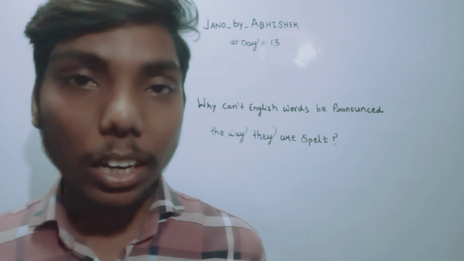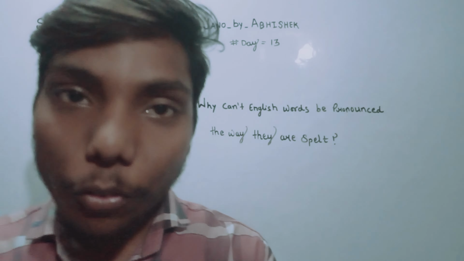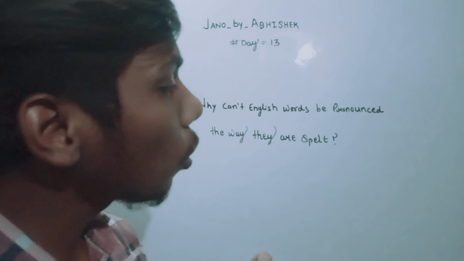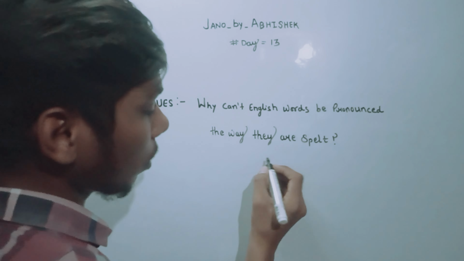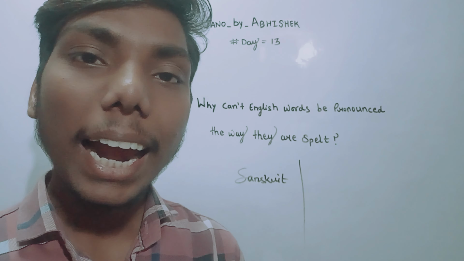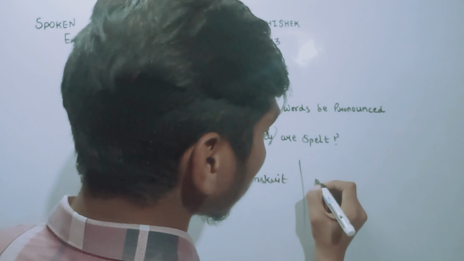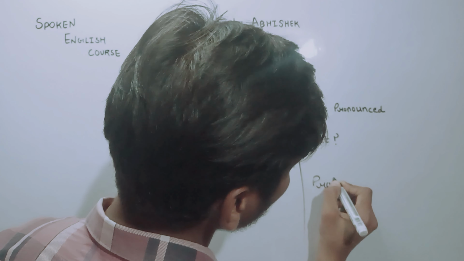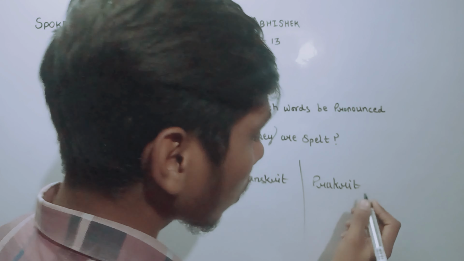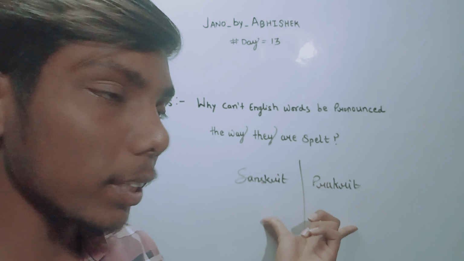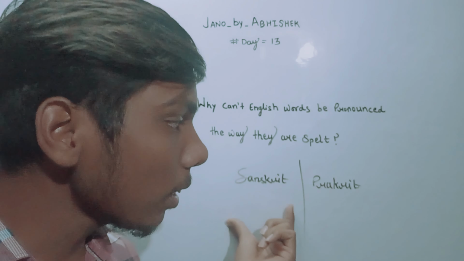For this, definitely we have to go into our history. If we go into our history, we will find that in the earlier age, especially for India, we used to speak two languages. First one was Sanskrit and second one was Prakrit. So in the earlier time, people used to speak these two languages, Sanskrit and Prakrit.